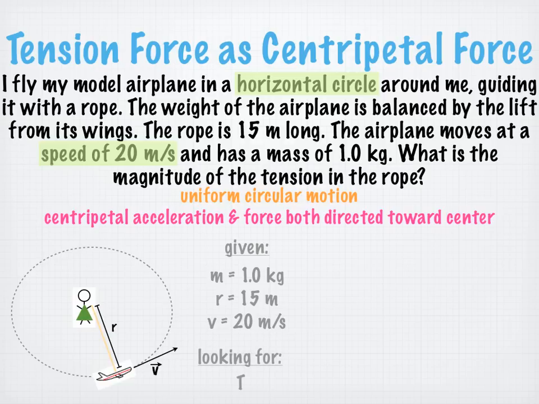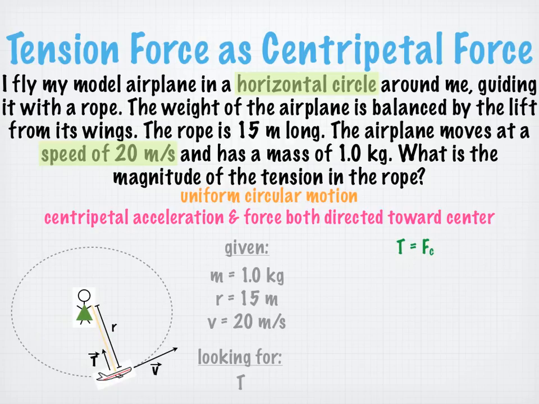Looking at our picture, which way is the tension in the rope directed? It's directed toward the center of the circle. This is the only force pulling the airplane toward the center of the circle, so the tension force makes up the centripetal force in this case.